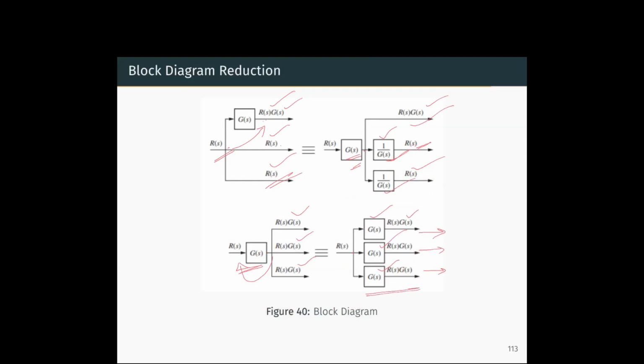So these are the basic block transformations which will be helpful in block diagram reduction, which we will see in the next video. Thank you.